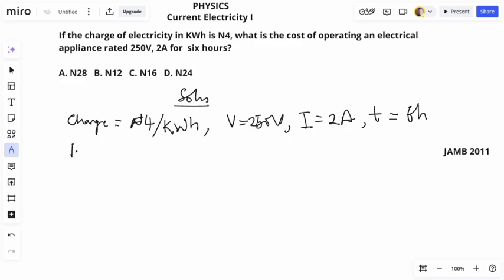Electrical energy, W, is calculated as what? Power times time. And then we also know that power is what? Current times voltage, then times time. I don't know if you are following. Power on its own can also be given as current times voltage. And already there is time here, then times time.